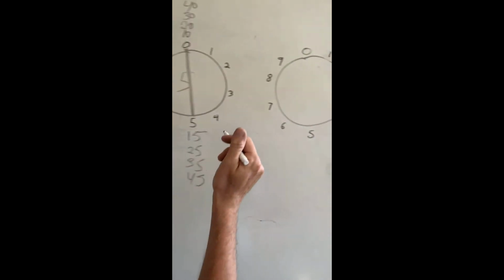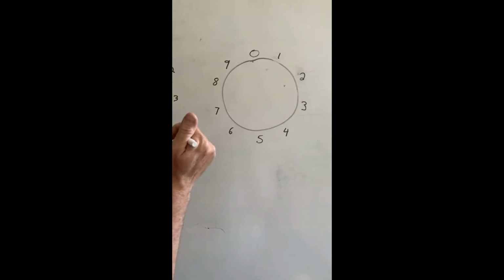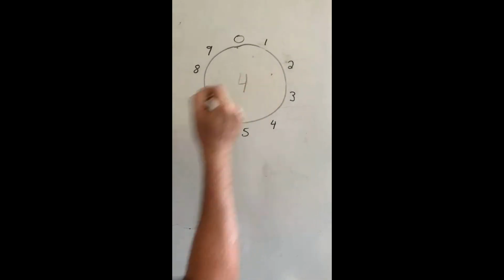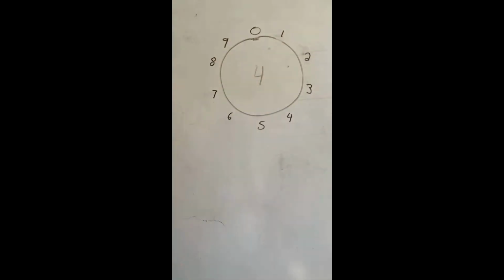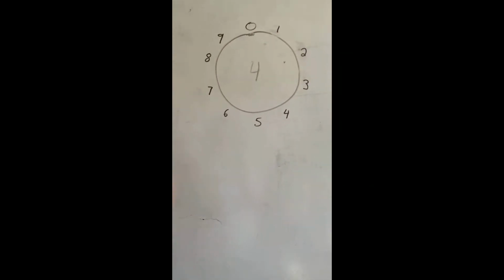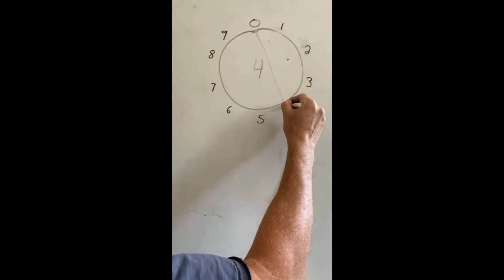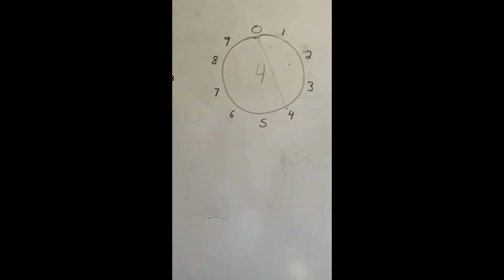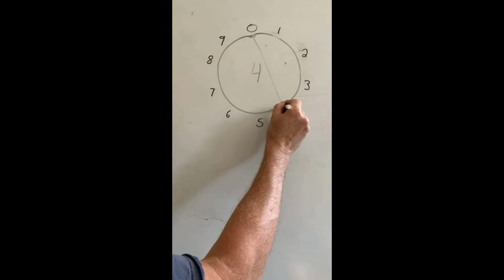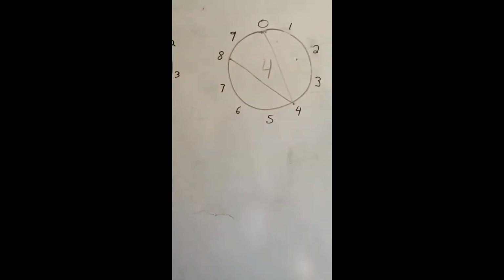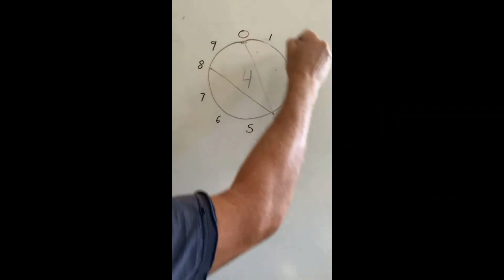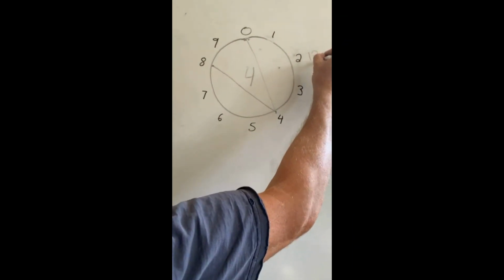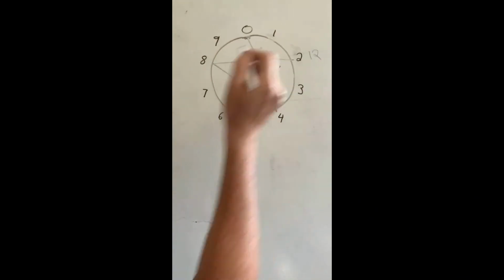Anyway, let's try another number here. Let's try 4. We'll start at 0 again, because remember, we start at 0. 0 times 4 is 0. And then 1 times 4 is 4. There we go, we go to 4. 4 times 2 is 8. And then 4 times 3 is 12. We've got to go all the way around. Add 10. That becomes 12. We go over here, 12.